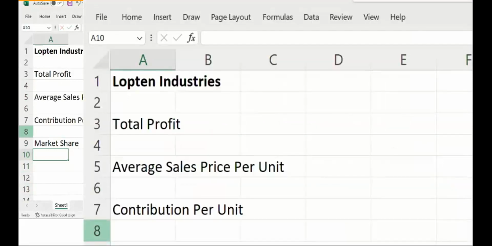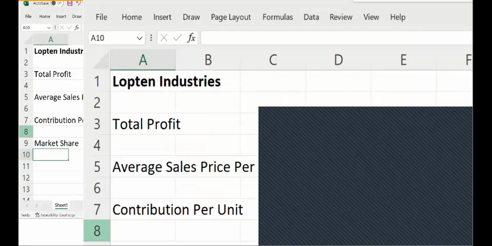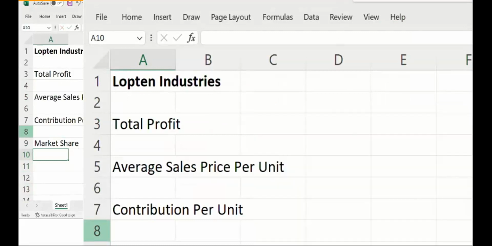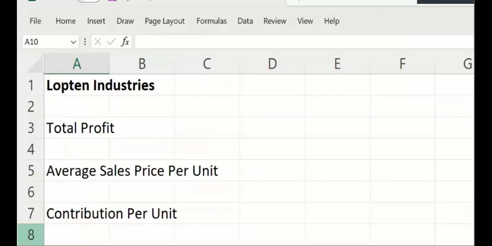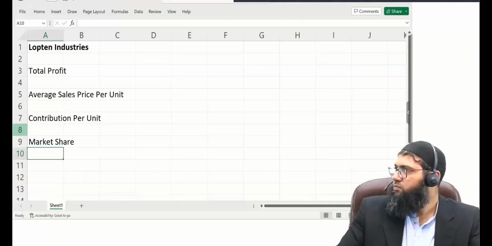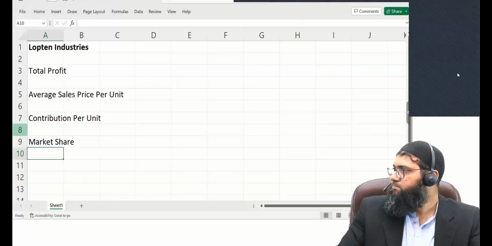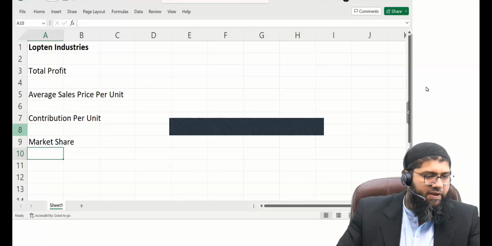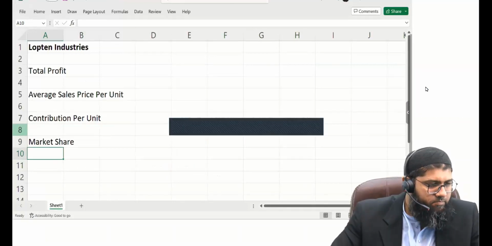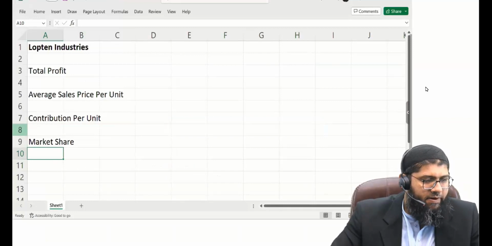Okay, wait a bit. Maybe it would be a bit clearer now. Is it a bit clearer now?